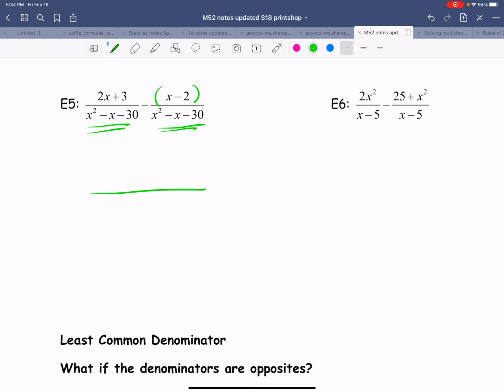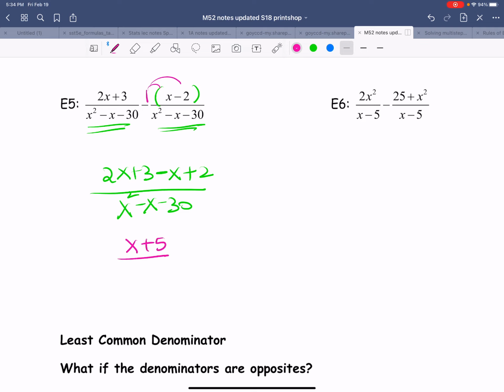That's good news. That means I'm going to write it as a single fraction with 2x plus 3 minus (x plus 2) in the numerator. Why? Because this negative sign, or negative 1, is going to distribute into the entire binomial. 2x minus x is x. 3 minus 2 is 1, so we get x plus 1.